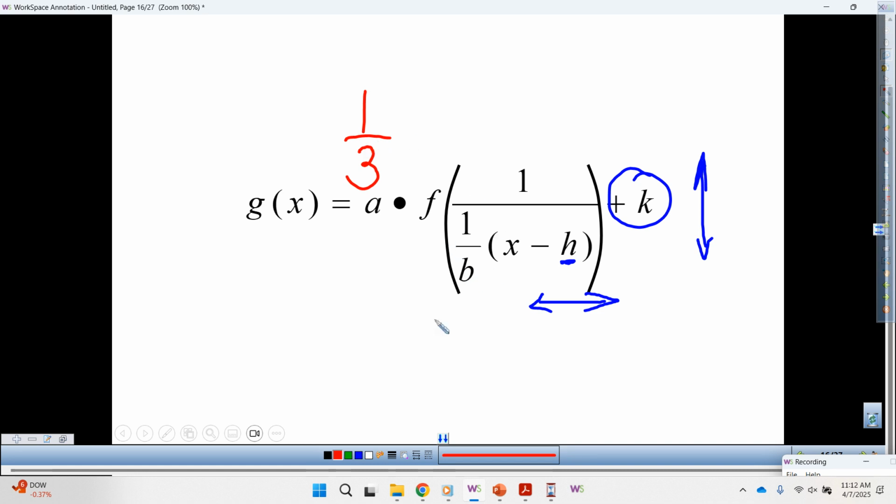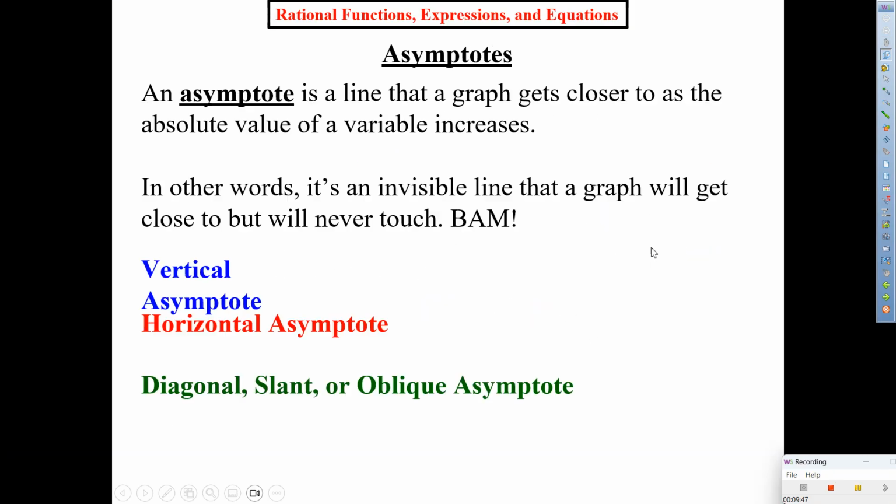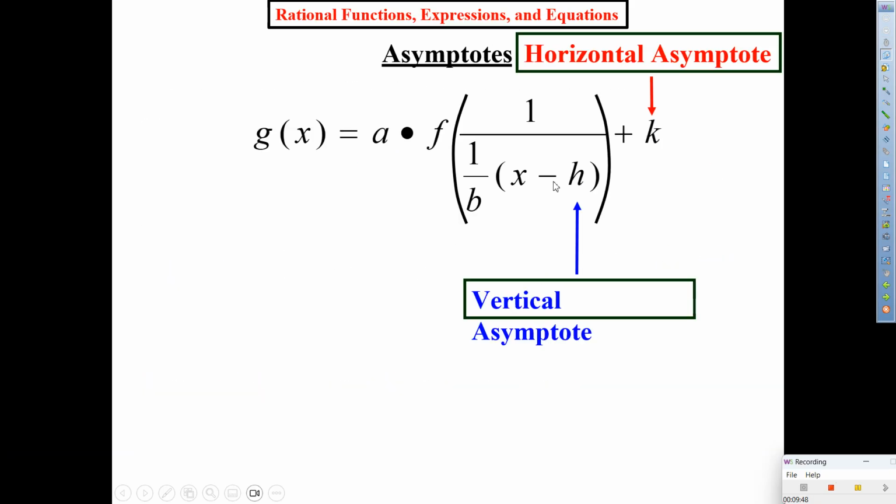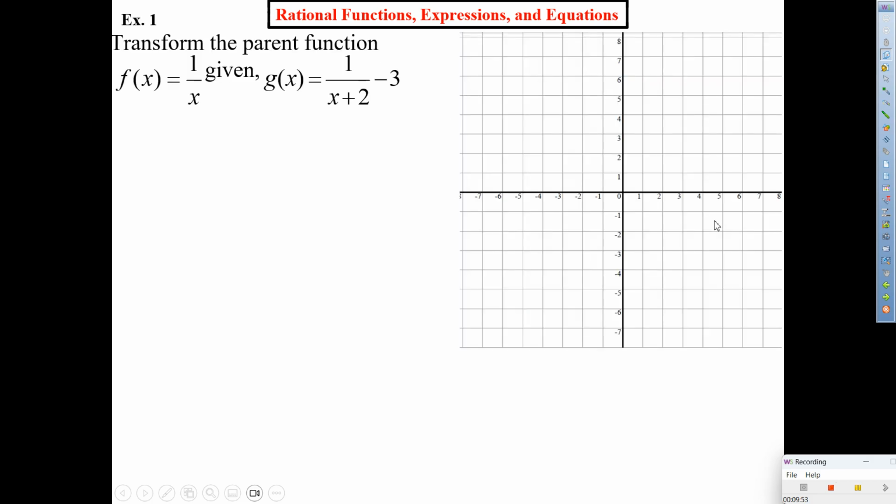And B does it the same way, but it does it horizontally. It stretches or compresses horizontally. This one does it vertically. Okay? So that's where we're headed today. So we know what a vertical asymptote is and what a horizontal asymptote is. All right? Copy this one onto your notes, please.